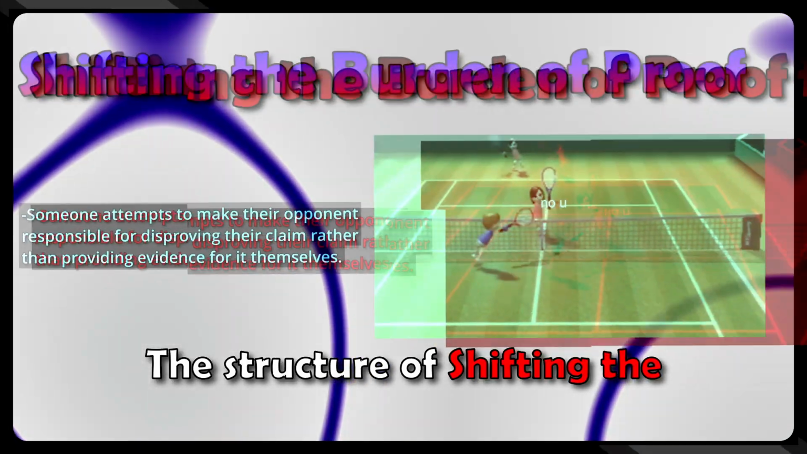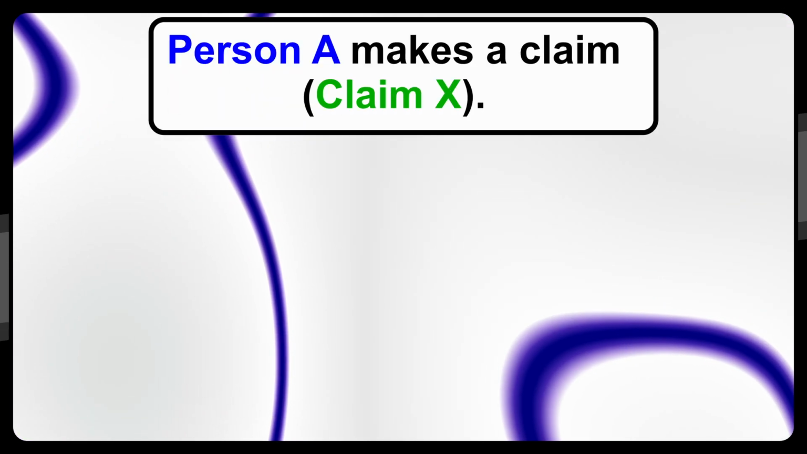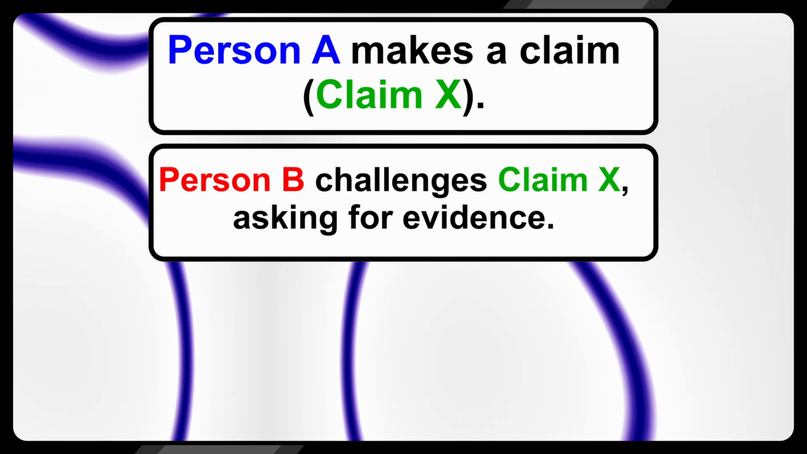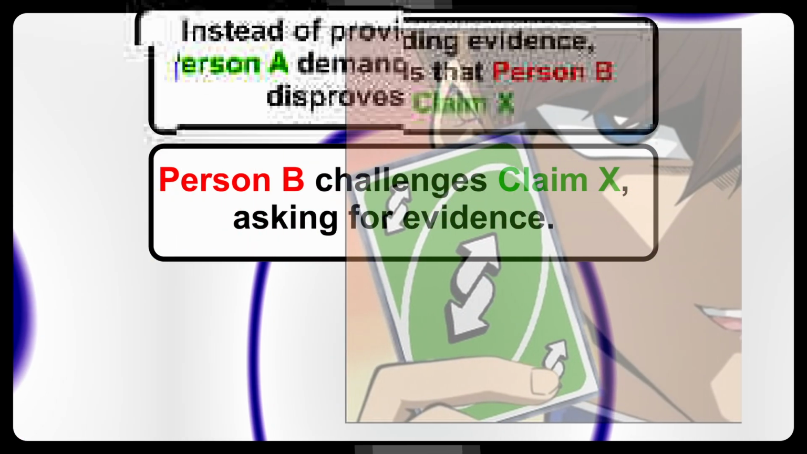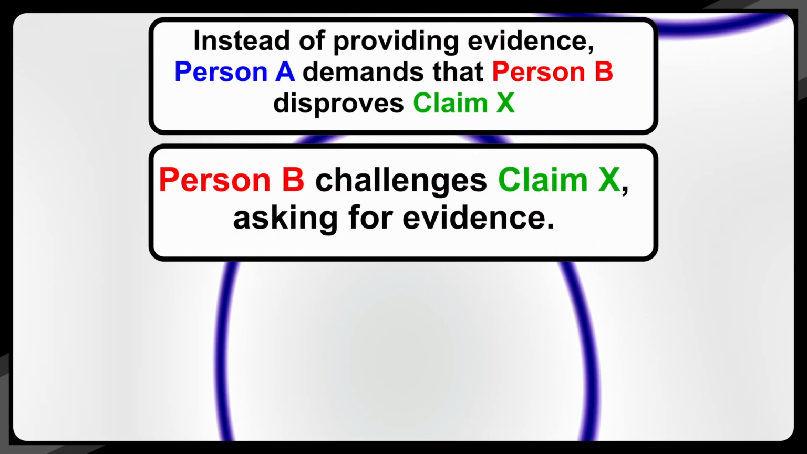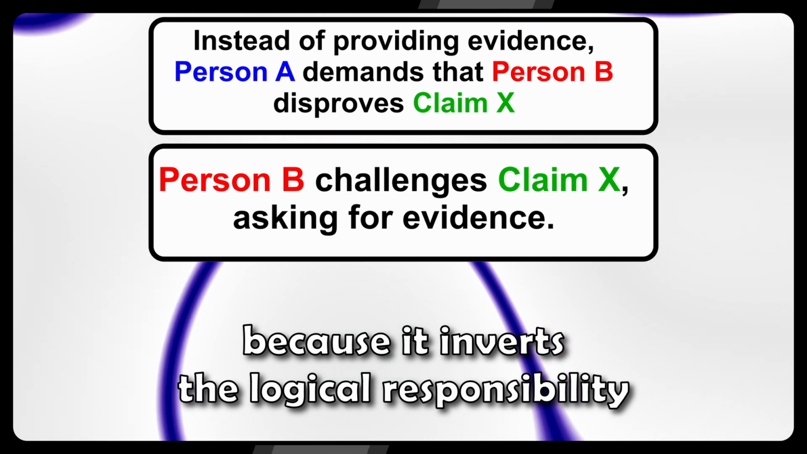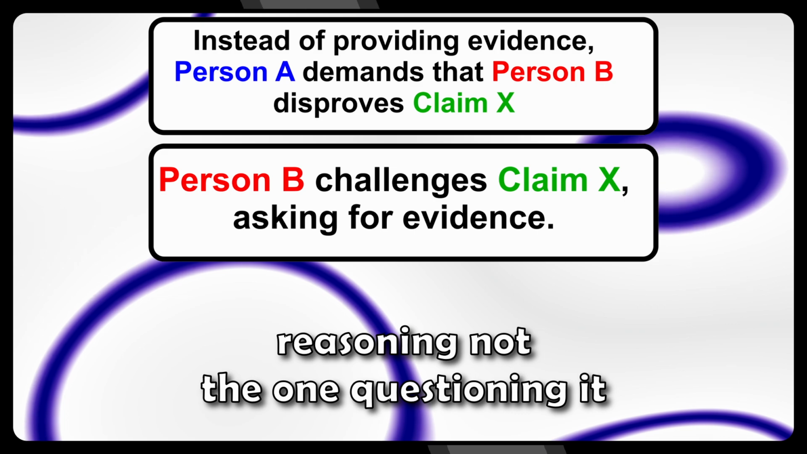The structure of shifting the burden of proof fallacy is as follows. Person A makes a claim X. Person B challenges claim X, asking for evidence. Lastly, instead of providing evidence, person A demands that person B disproves claim X. This type of reasoning is fallacious because it inverts the logical responsibility. The person making the claim should provide evidence or reasoning, not the one questioning it.